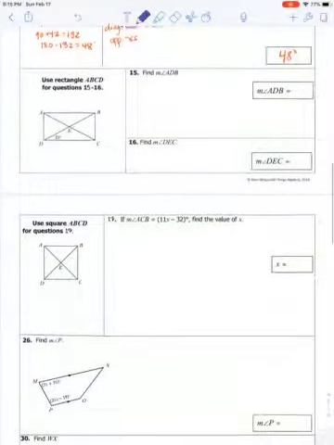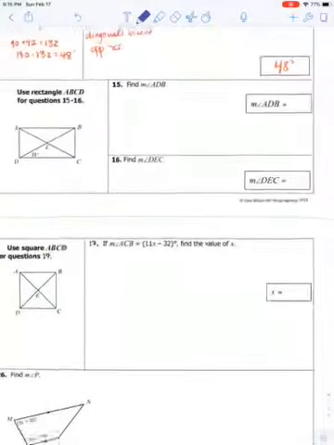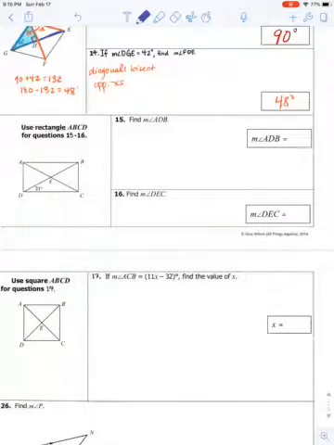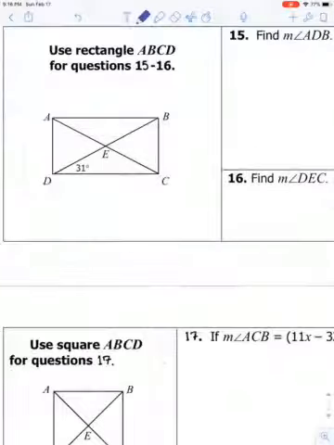And we're back with Ms. Coffee. We're on number 15 right now, talking about this beautiful rectangle ABCD. It says find the measure of angle ADB. So that is looking for this entire, or that angle right there.